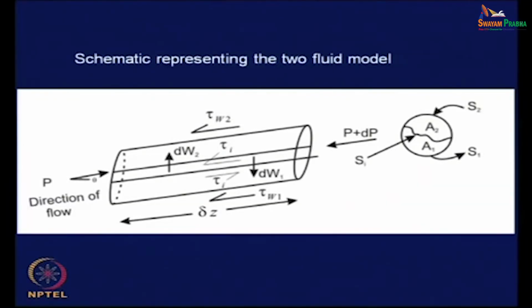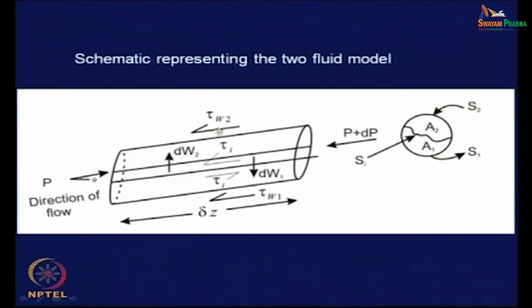So in this case we consider the two phases separately. Say we consider phase 2 and then we consider phase 1. For each phase we write down the momentum equation, the equation of continuity, and the energy equation. When we are doing this, we have to consider the interaction between the two phases. The two phases interact, and they will be interacting at the interface.